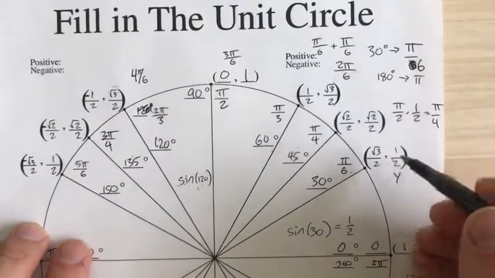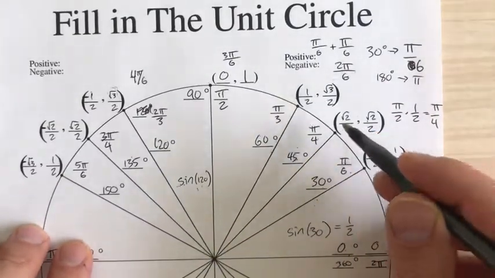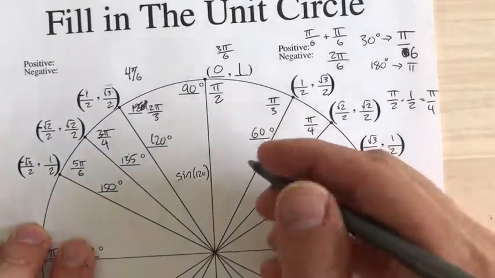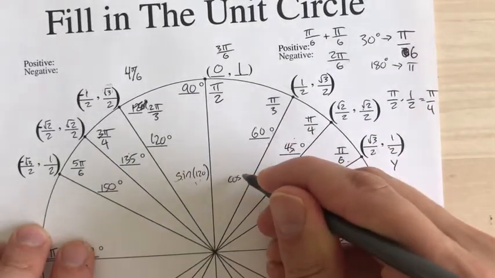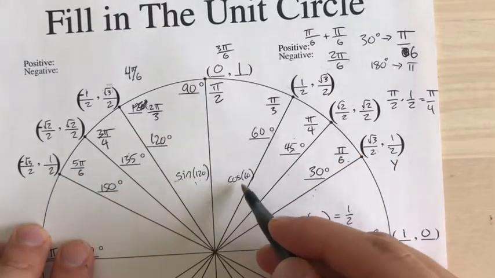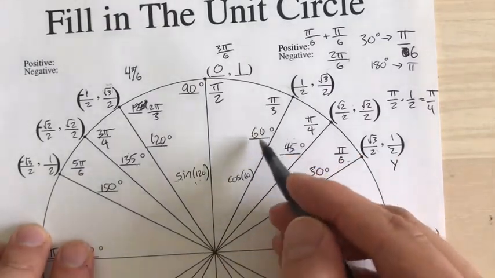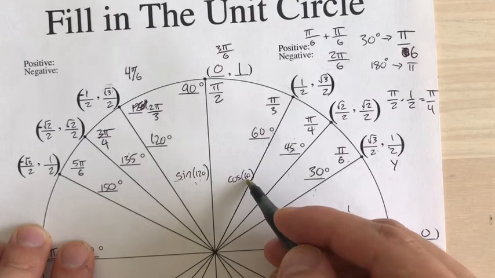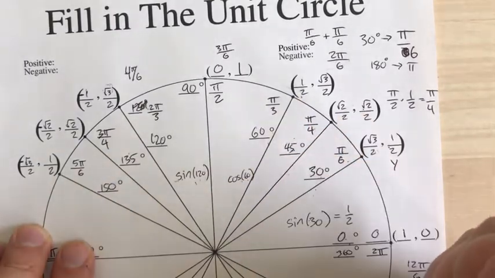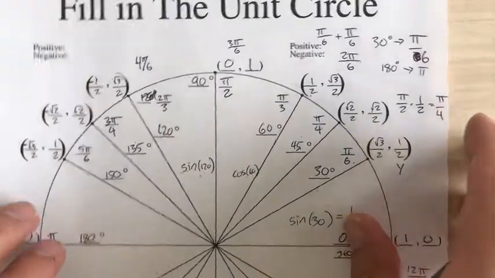Now, where did we get our x values from? If you remember, our x values all came from cosine problems, right? So very similarly, I could do cosine problems using this as well. So cosine of 60 degrees, you would just find the location from whatever the angle is, and then look at the x coordinate, and that would tell you what cosine of 60 is. So 1/2.